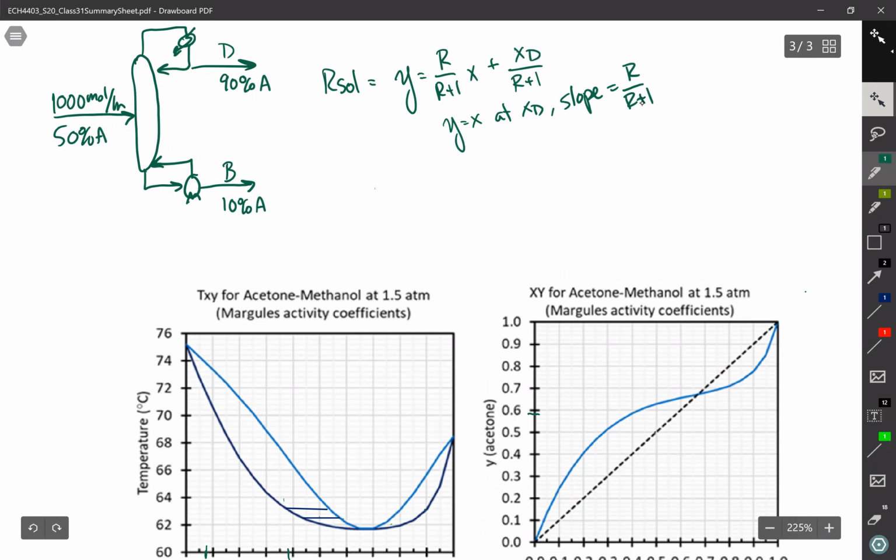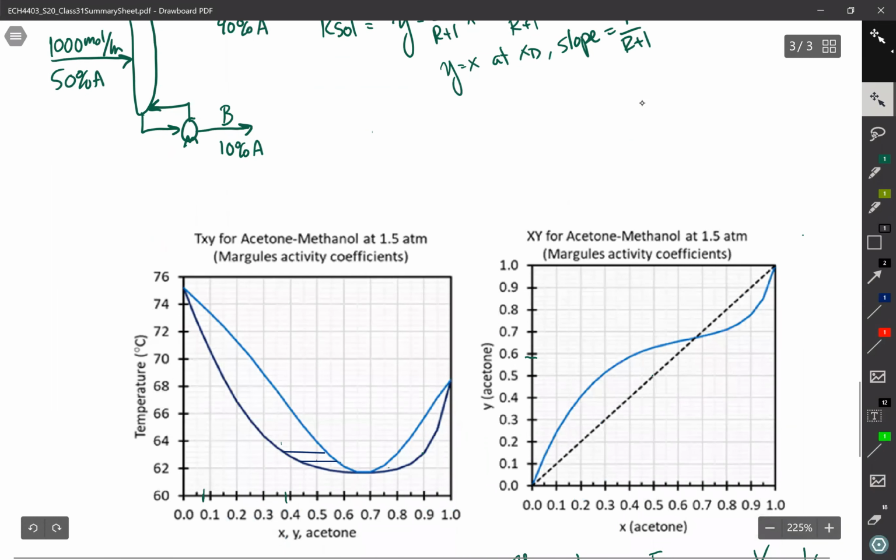So at xD, which is 90%, I start my RSOL here, and already I'm confused, right? No reflux ratio will give me a line that makes any sense, unless I can't cross the equilibrium diagram, so I'm going to have to stage step. It doesn't even make sense to stage step from the bottom, so I'm going to have to start from the bottom somehow.